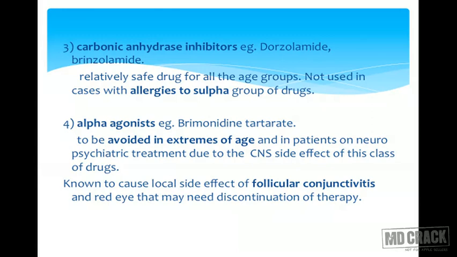Alpha agonists, an example of which is brimonidine tartrate, are to be avoided in extremes of age. These drugs are predisposed to causing neuropsychiatric complications in young as well as old age patients. Patients on monoamine oxidase inhibitors and neuropsychiatric medications are to be treated with caution, or this drug is to be entirely avoided in them. The local side effect of follicular conjunctivitis is known with this particular drug and can lead to discontinuation of therapy if there is a fulminant red eye associated.